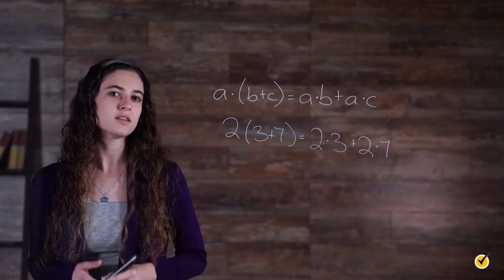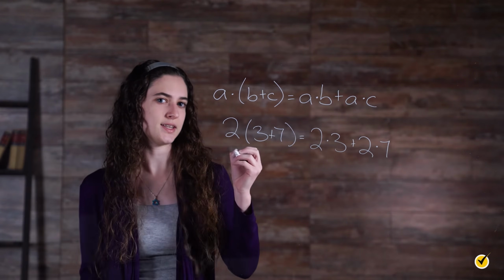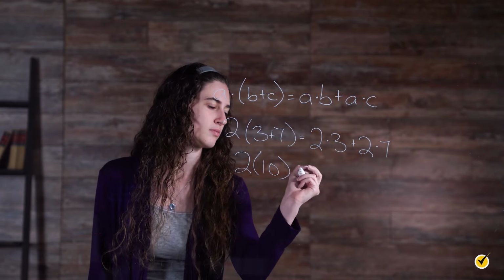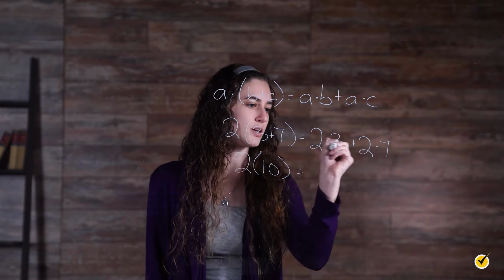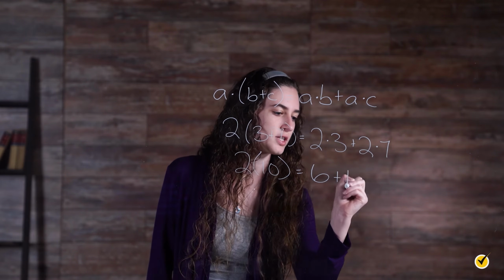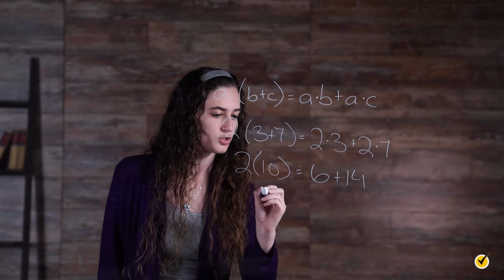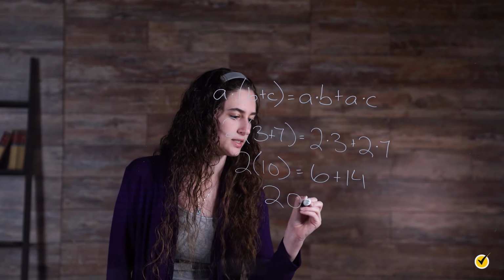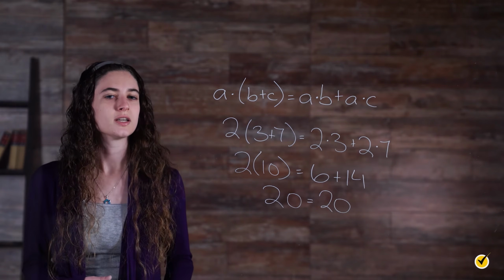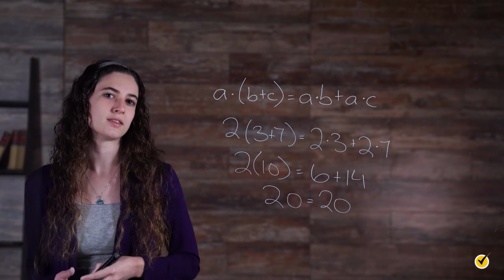The parentheses on the left tell us first to add 3 and 7. So we have 2 times 10 is equal to 2 times 3, which is 6, plus 2 times 7, which is 14. 20 is equal to 20. The sum of the products on the right side of the equation gives the same result as multiplying on the left. Okay, now that we've gone over the 3 properties, let's test your memory.